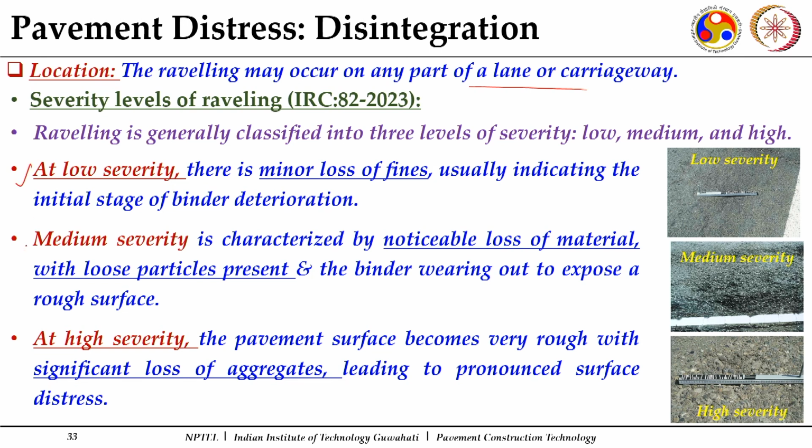There again we have low severity, medium severity and high severity. Low severity is when minor losses of fines are there. This is the initial stage of binder deterioration, when some fines are getting lost. If there is noticeable loss of fines, as you can see in this surface, then this becomes medium severity, with the binder wearing out to expose a rough surface. And if it goes further, where you have significant loss of aggregates, then this comes under the category of high severity raveling.